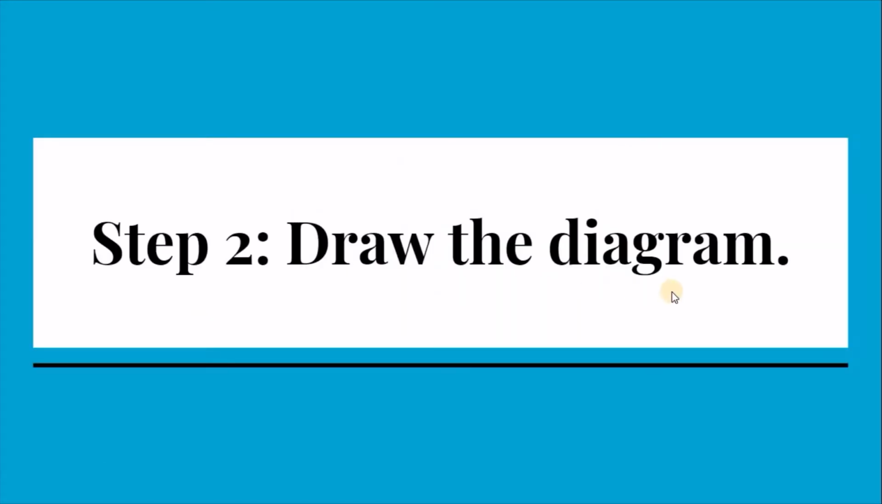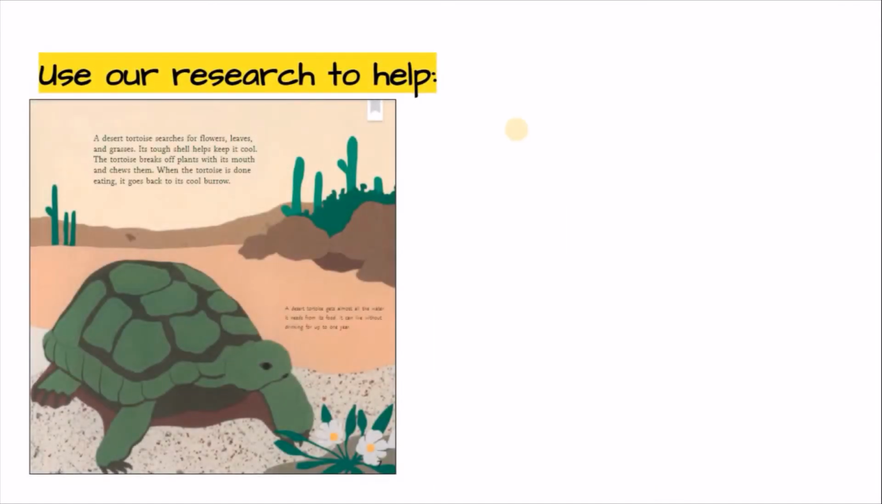Step 2, draw the diagram. And we're going to use our research to help. So we used this book earlier this week to do some research called A Day and Night in the Desert. And this is one of the pages from the book. It says, a desert tortoise searches for flowers, leaves, and grasses. Its tough shell helps keep it cool. The tortoise breaks off plants with its mouth and chews them. When the tortoise is done eating, it goes back to its cool burrow.